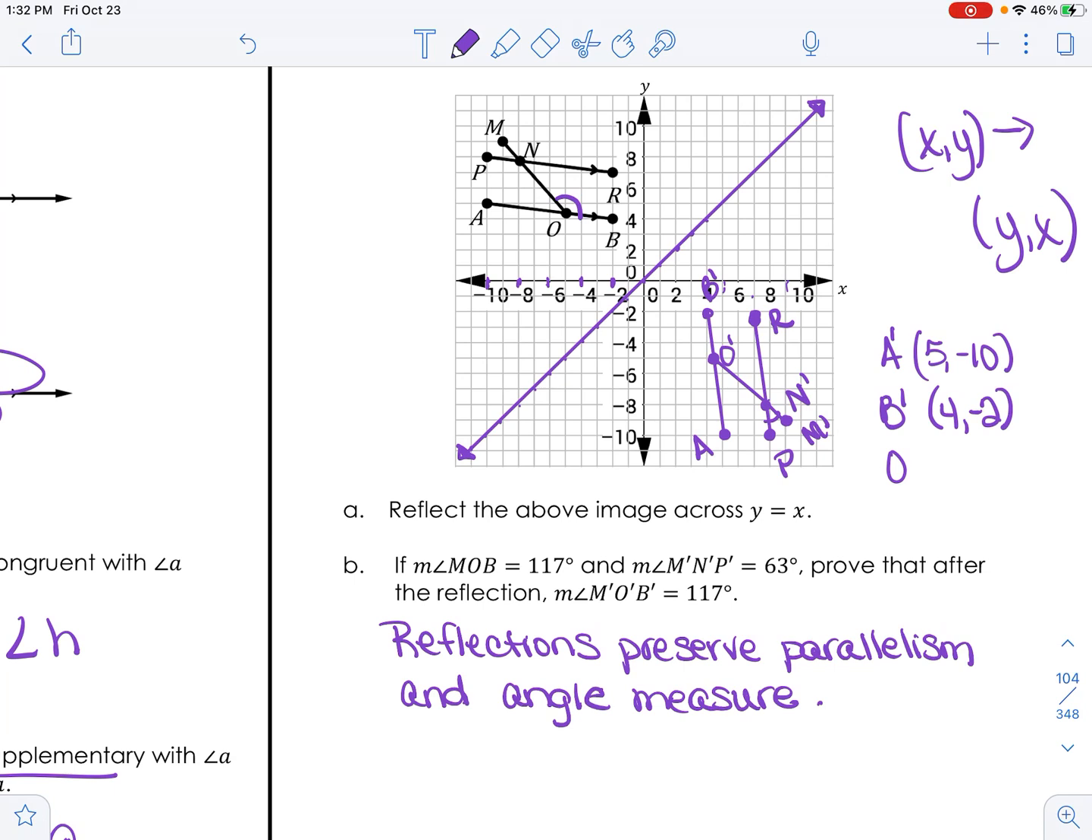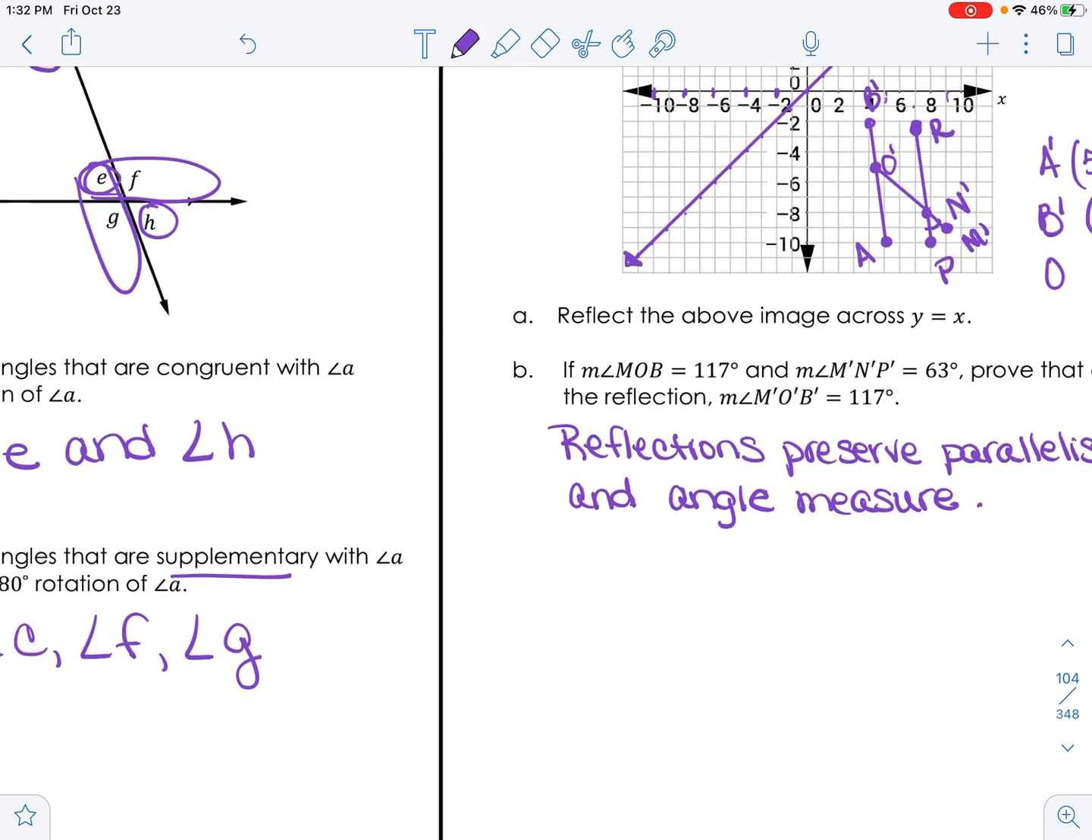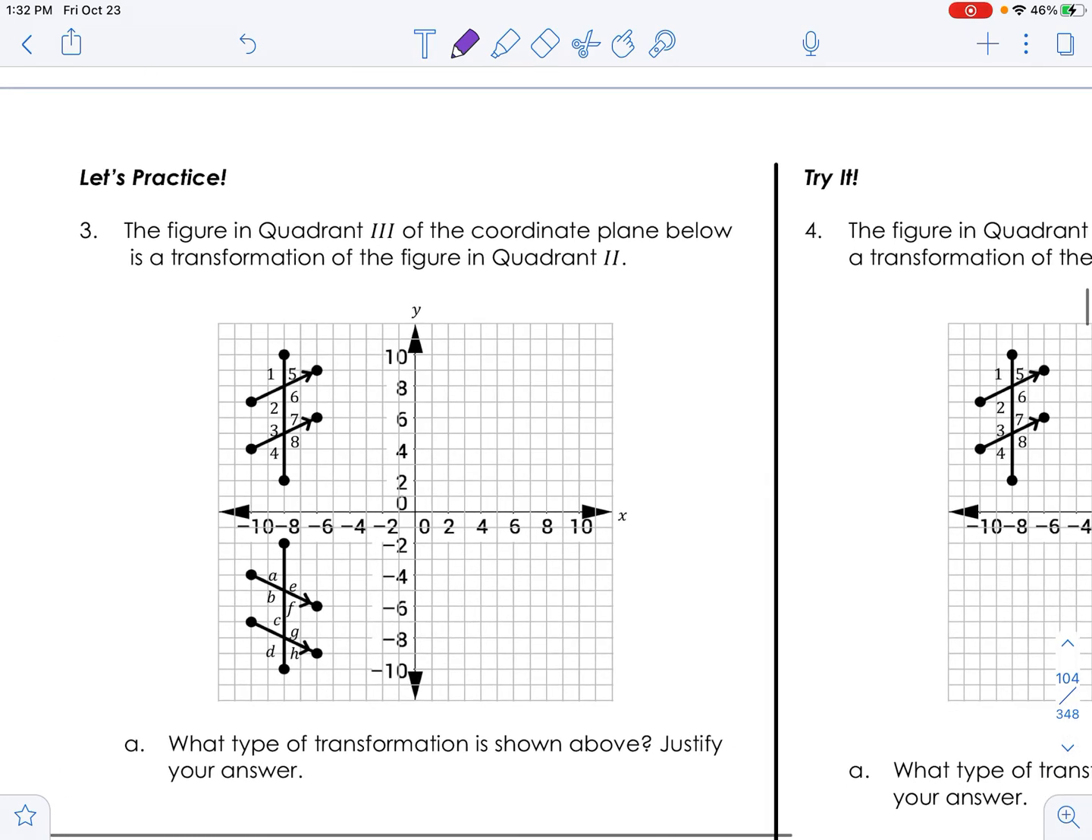So let's take a look and see what we can do. We're actually going to write like a paragraph proof with it. So yay, we get to do more proofs. So let's go ahead and look at the next page.